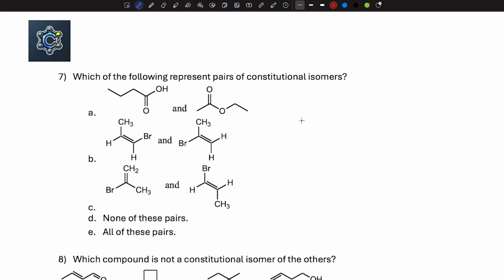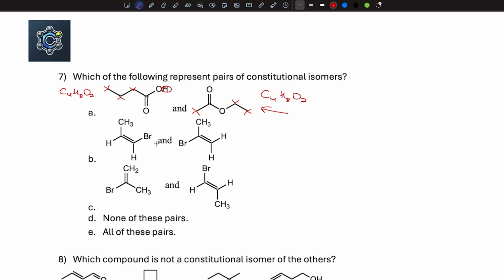In the next problem, they're asking us which of the following represents pairs of constitutional isomers. My strategy remains the same. Let's write out the molecular formula and see if it's the same or different. So the first structure, we have 1, 2, 3, 4 carbons, 1, 2, 3, 4, 5, 6, 7, 8 hydrogens, and 2 oxygens. In the next structure, I see 1, 2, 3, 4 carbons, 1, 2, 3, 4, 5, 6, 7, 8 hydrogens, and again 2 oxygens. And so these are constitutional isomers.